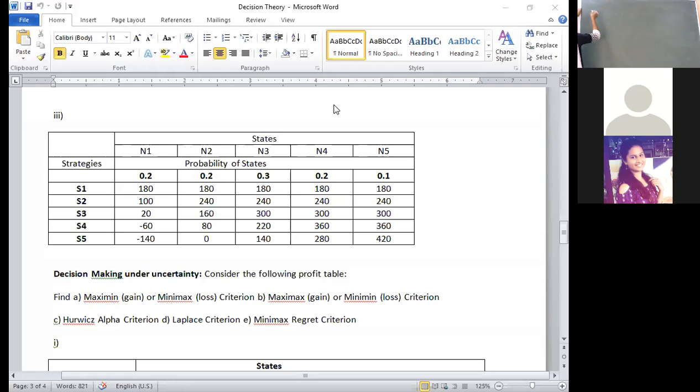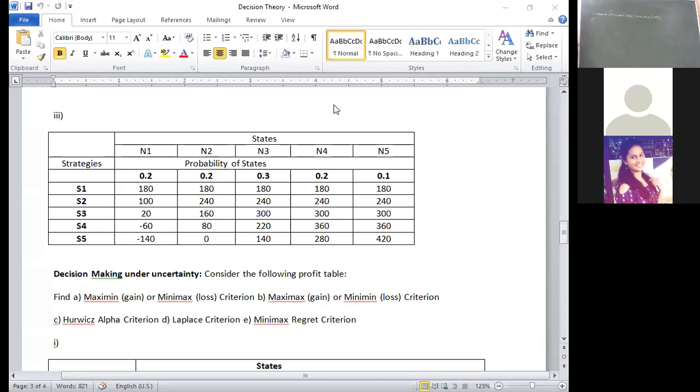What are those methods? How to solve? The first method is maximin. This is called the gain criteria, or vice versa, minimax. This is called a loss criteria. Any one we have to solve. In the final examination, most of the times they will ask maximin. If you solve this also, you will get the same answer. That's why any one they will ask in the final examination.